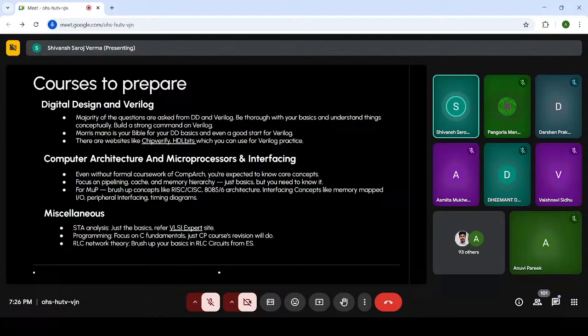For Verilog, yeah, HDL bits is really a good resource. For Verilog, I would also say there's this one specific thing that I want to point out, that you should be really comfortable with using smaller blocks to build bigger blocks. That is something that's straight out of my interview. For example, you should know how to make a shift register using a block of a D flip-flop or something like that.